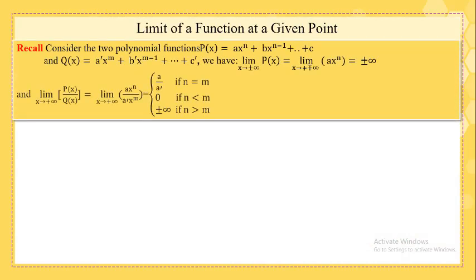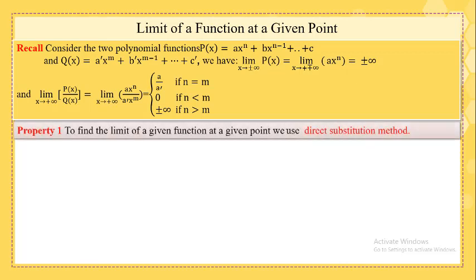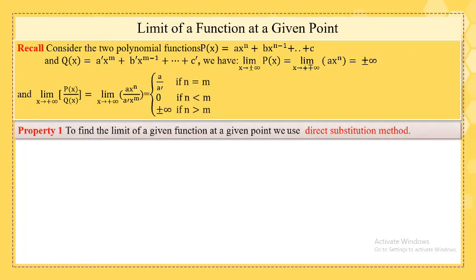First, recall the limits of a polynomial function and the ratio of two polynomial functions at infinity. Now start with the limit at a given point. Property 1. To find the limit of a given function at a given point, we use the direct substitution method.